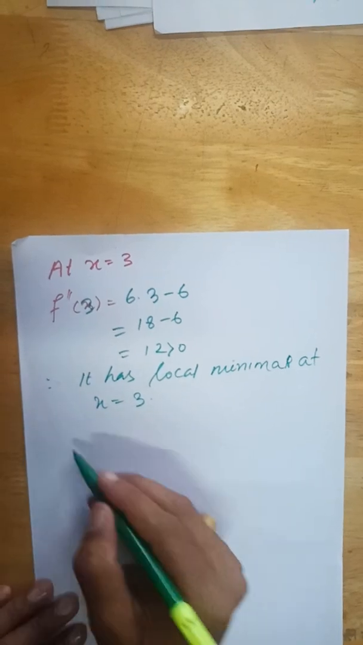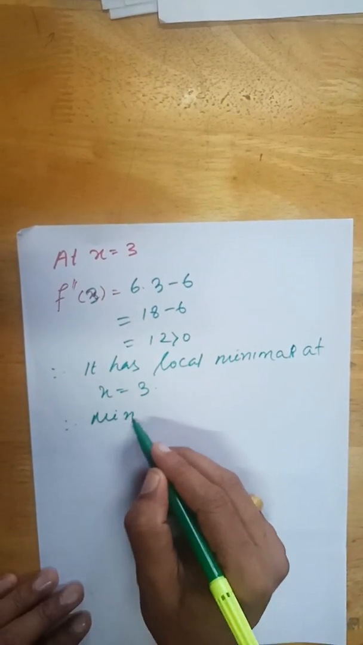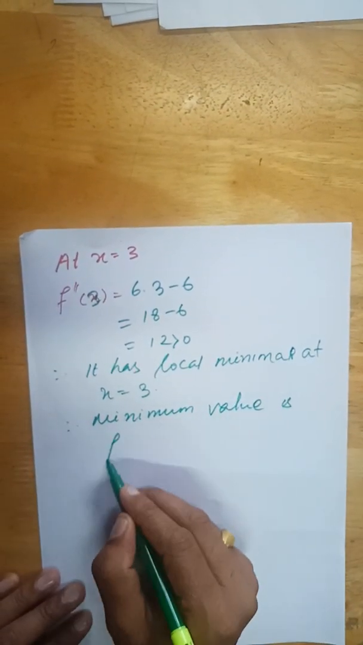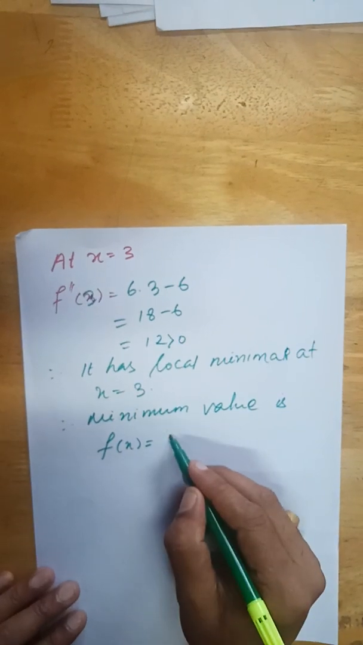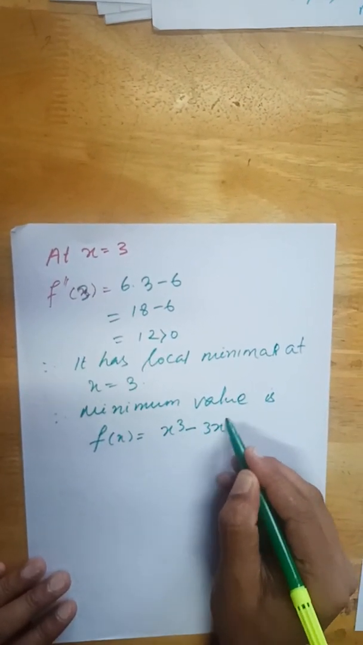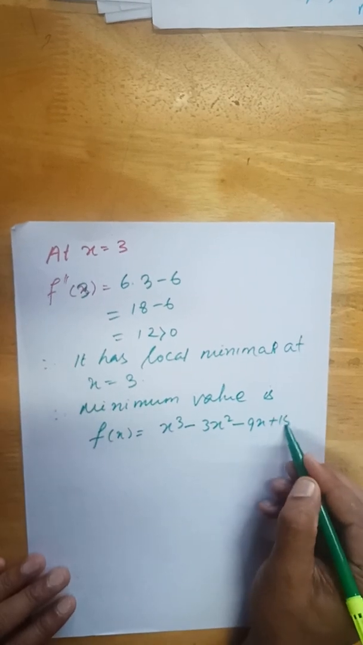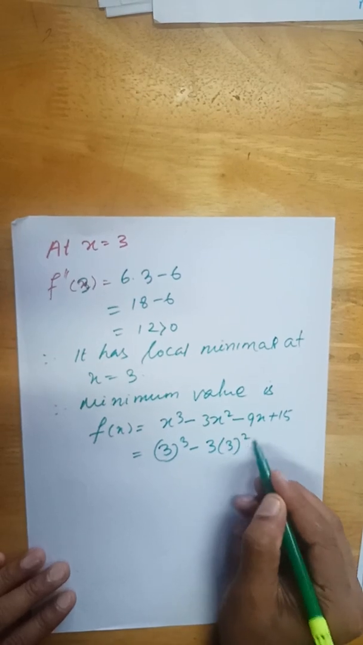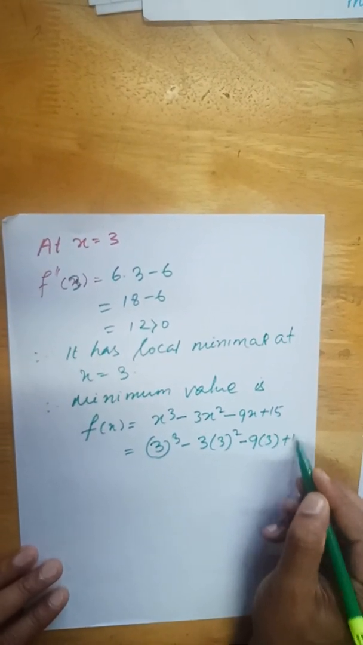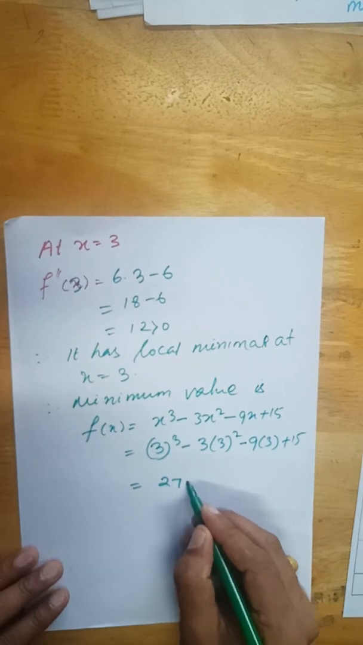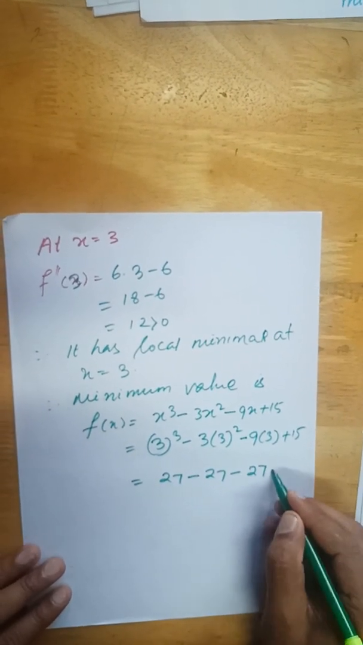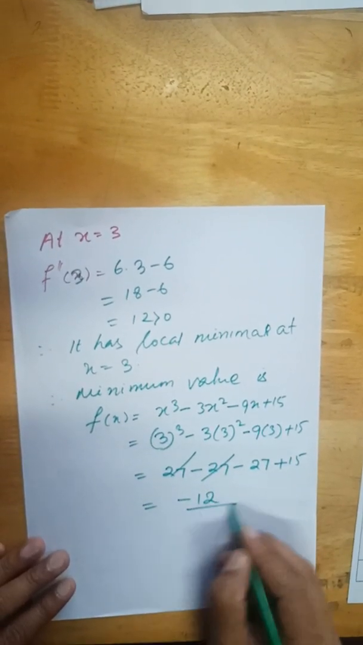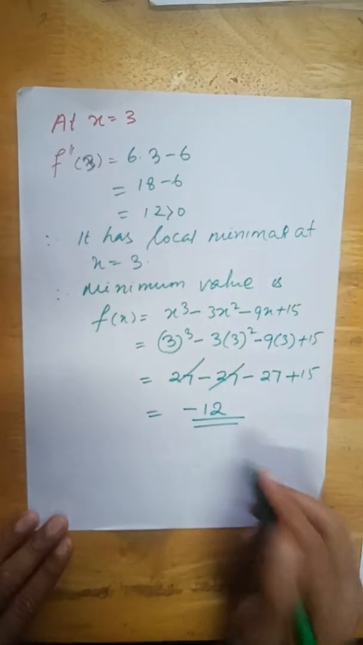To find this local minimum value, you substitute in f of x, which is x cube minus 3x square minus 9x plus 15. That's going to become 3 to the power 3 minus 3 times 3 square minus 9 times 3 plus 15. So it's going to become 27 minus 27 minus 27 plus 15. The 27 and minus 27 get cancelled, and your answer is minus 12. So this is the minimum value.